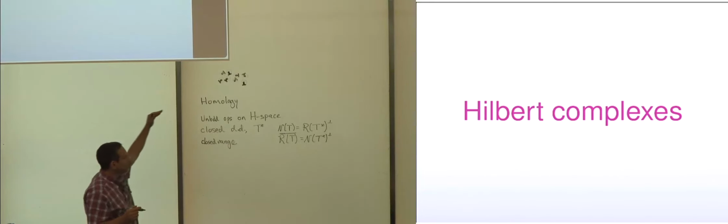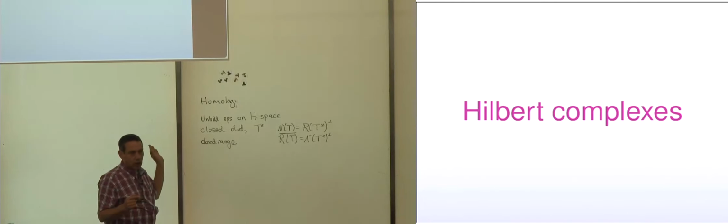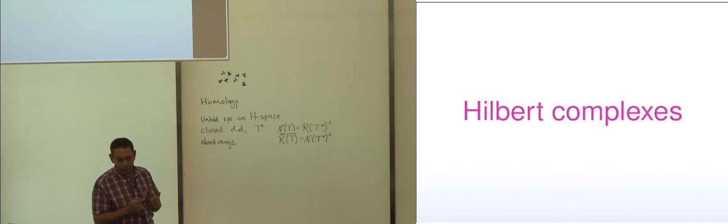Okay, now we're going to put these together. We're going to make a complex of spaces where the vector spaces are Hilbert spaces, and the D operators are closed, densely defined operators with closed range. That's what we're going to call a closed Hilbert complex.